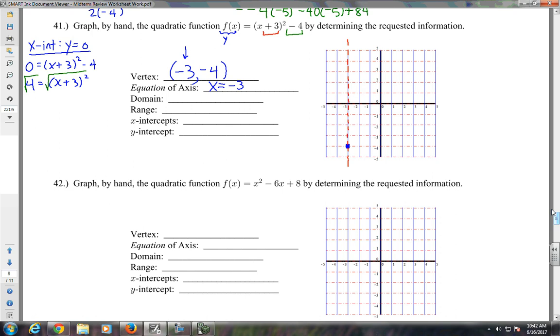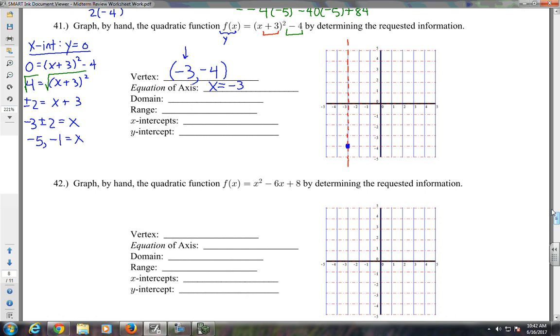And don't forget your plus or minus, right? Square root of 4 is plus or minus 2. And then solve for x. We're going to subtract 3 from both sides. I'm going to put that right in front of the plus or minus. That's going to give me two different x values. So negative 3 minus 2 is negative 5, and negative 3 plus 2 is negative 1.